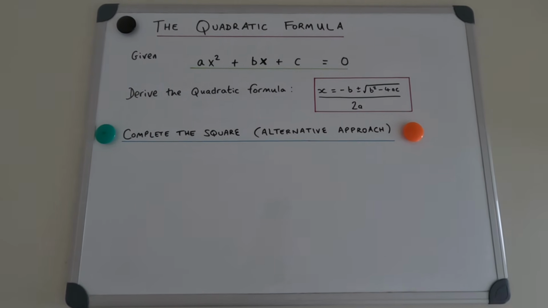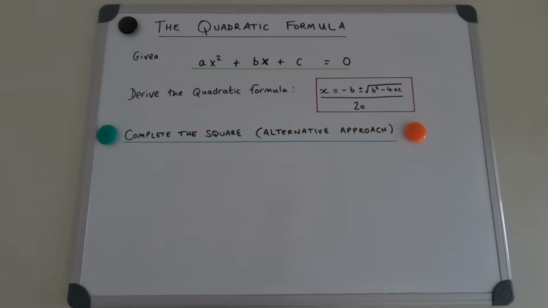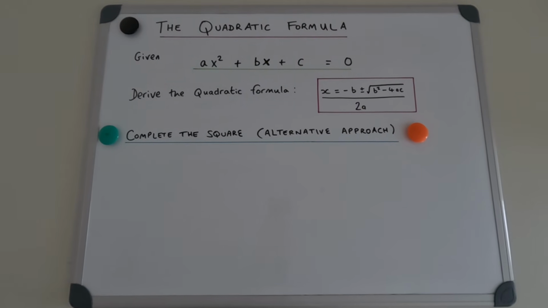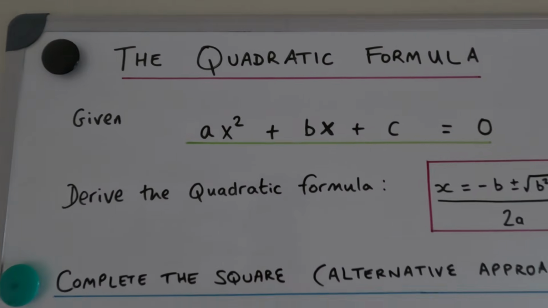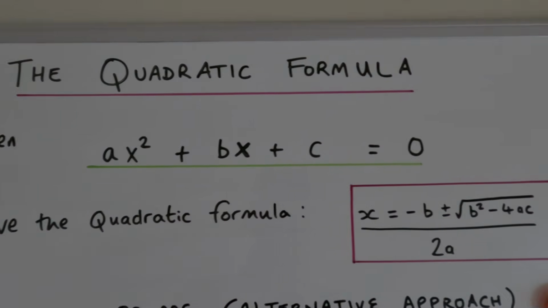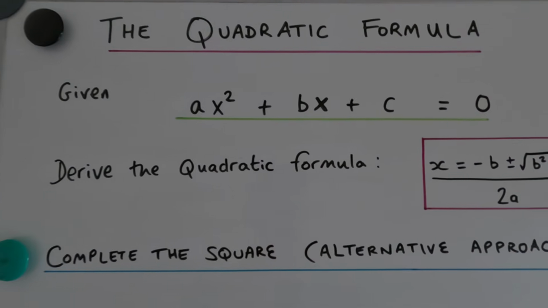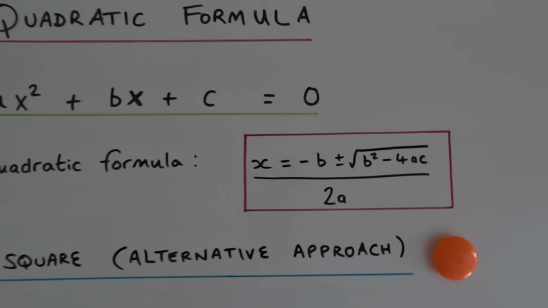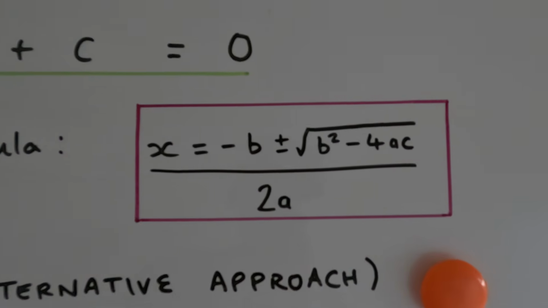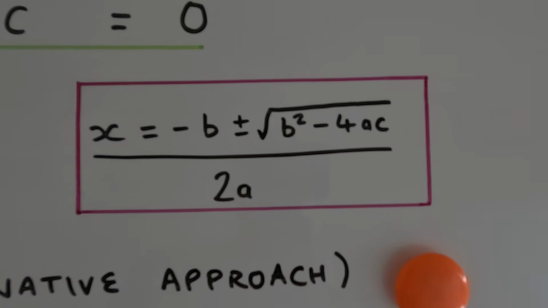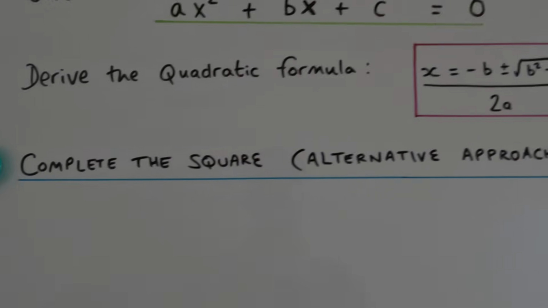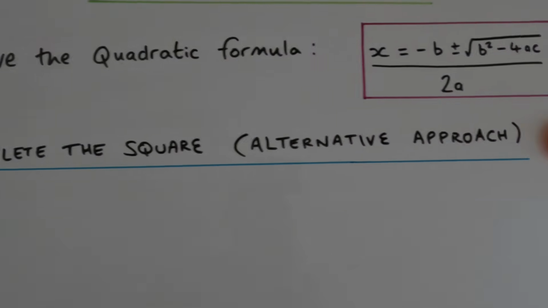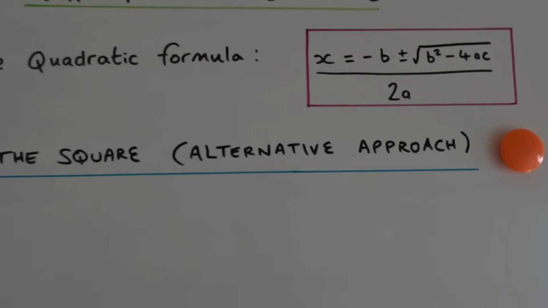In this video I'm going to adopt an alternative approach to proving the quadratic formula. So given the equation ax squared plus bx plus c equals naught, derive the quadratic formula x equals minus b plus or minus the square root of b squared minus 4ac all over 2a. So again, we're going to complete the square, but I'm just going to do an alternative approach.